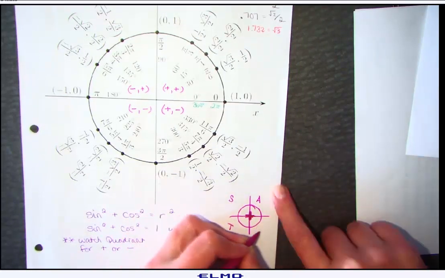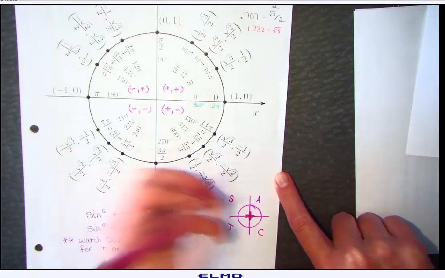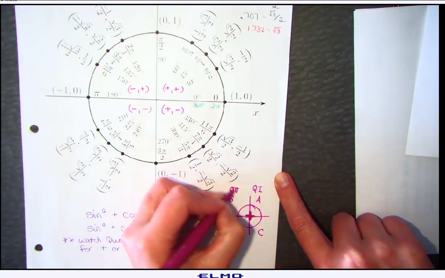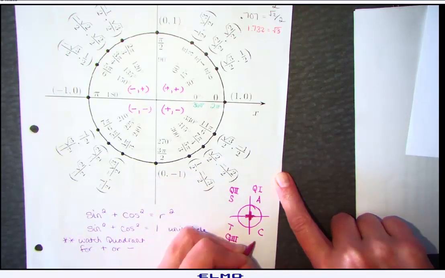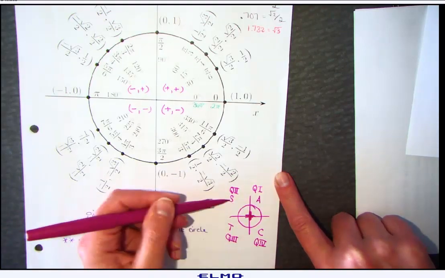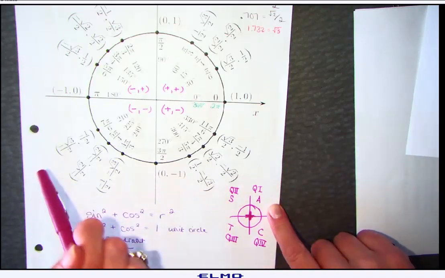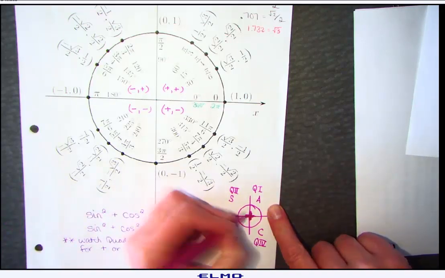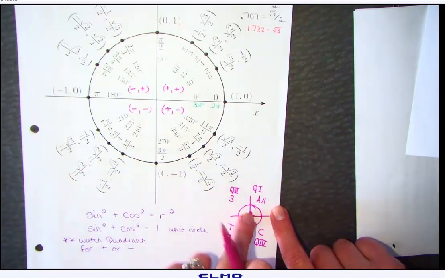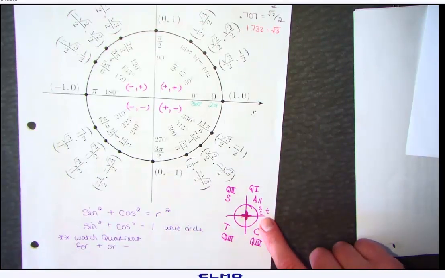all students take calculus. So the same way that we always start here and go around, the same way we also count our quadrants, quadrant 1, quadrant 2, quadrant 3, and quadrant 4. All students take calculus tells us what of our trig functions are positive, big old plus right here, in each of those quadrants. So in quadrant 1, all of our trig functions are positive. Sine, cosine, tangent. All of them are positive.